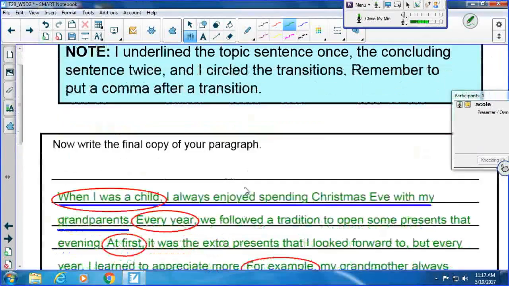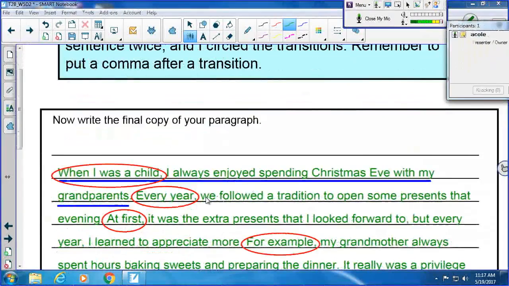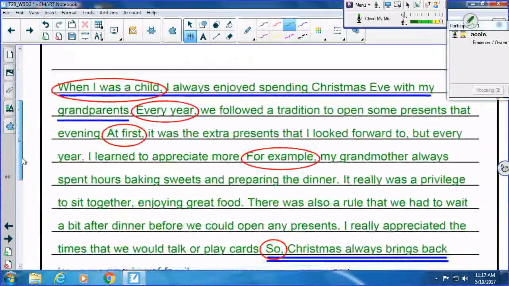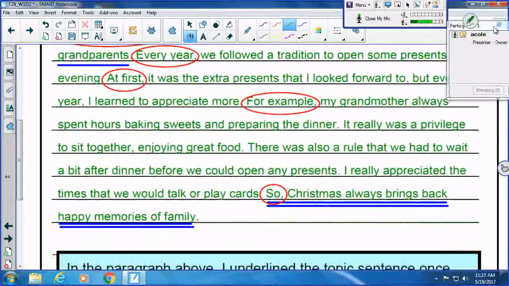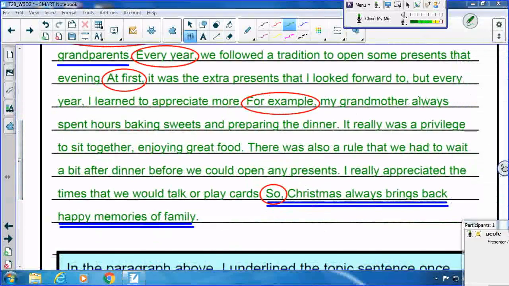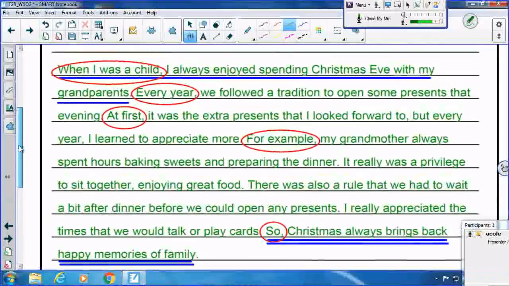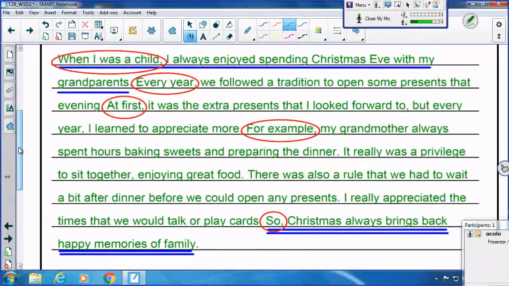So let's skip ahead here to what that final product will look like. And then I'll go a little bit deeper into what you actually need to have. So let me just read this out. So this would be the final paragraph that I would write.